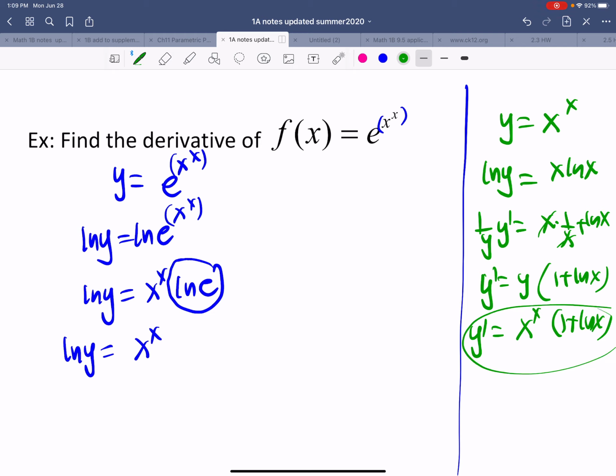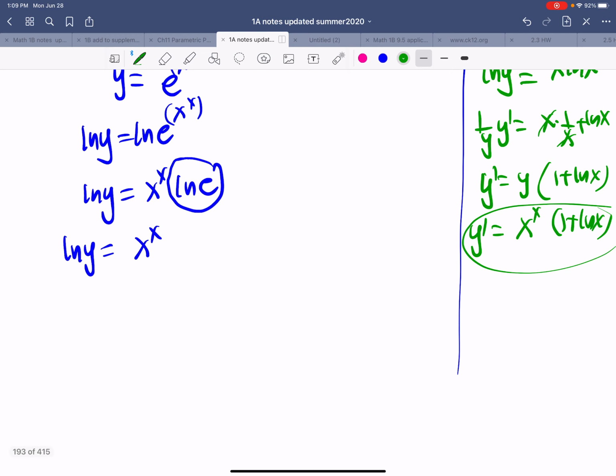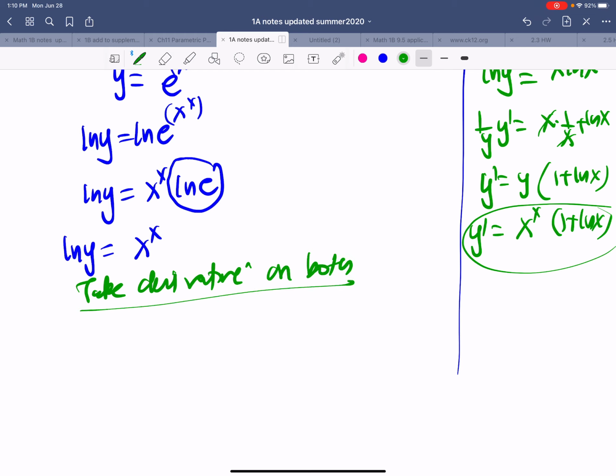Now when we go ahead and do the derivative on both sides, because now I'm going to take derivative on both sides, I'm going to use what I just found from the other problem that I created. So derivative of the left hand side is 1 over y prime.